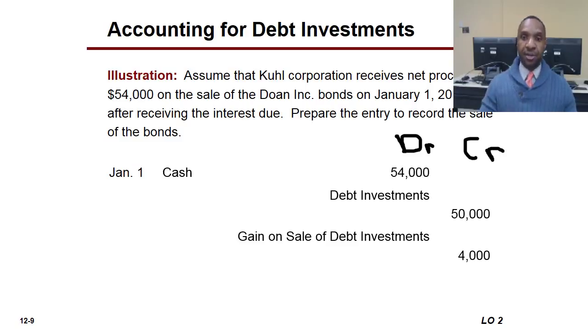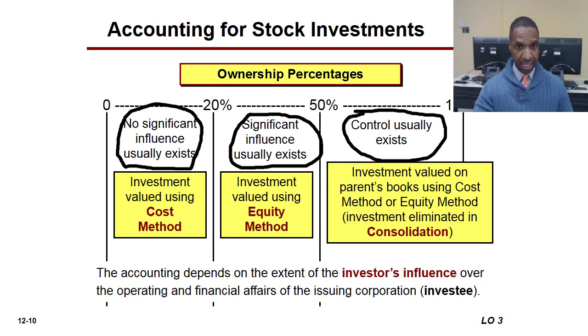So the cash is coming in. We paid originally $50,000 for these Doan Inc. bonds, right, last year on January 1st, and we've got a gain. So it's a good thing. So we've got a gain of $4,000 on that sale of the bonds. Very interesting. So let's take a look right now at accounting for stock investments.